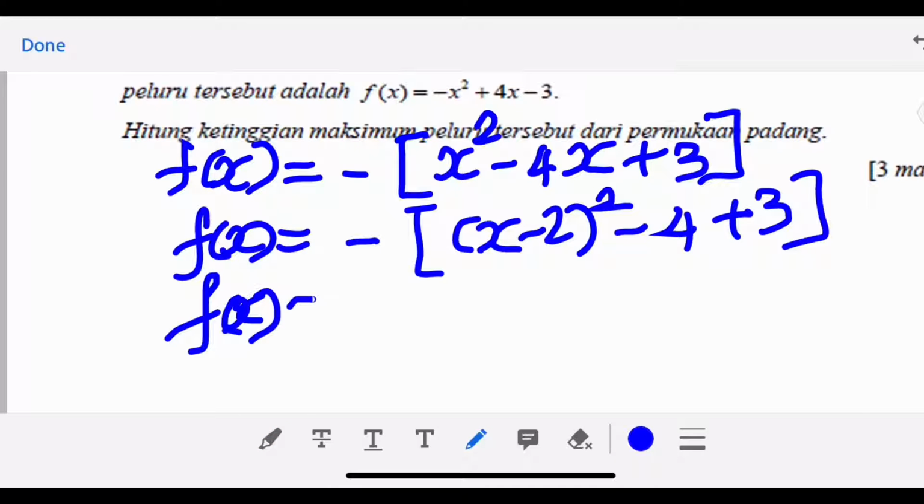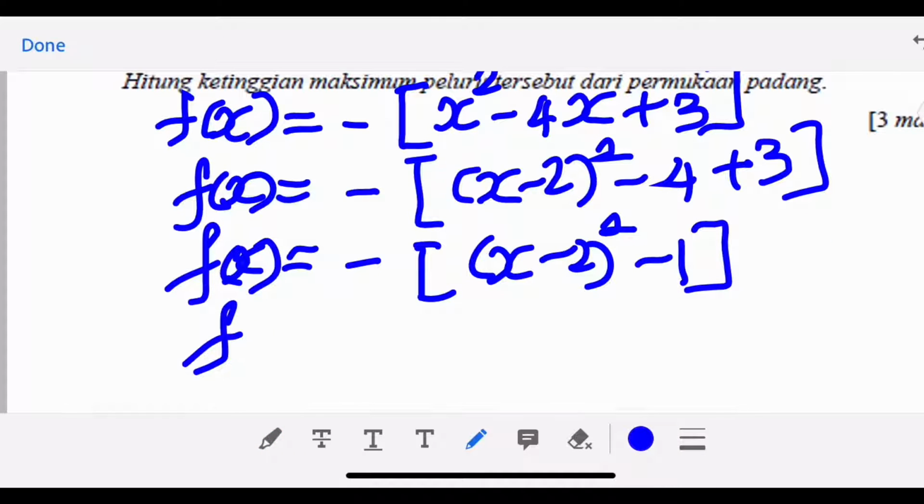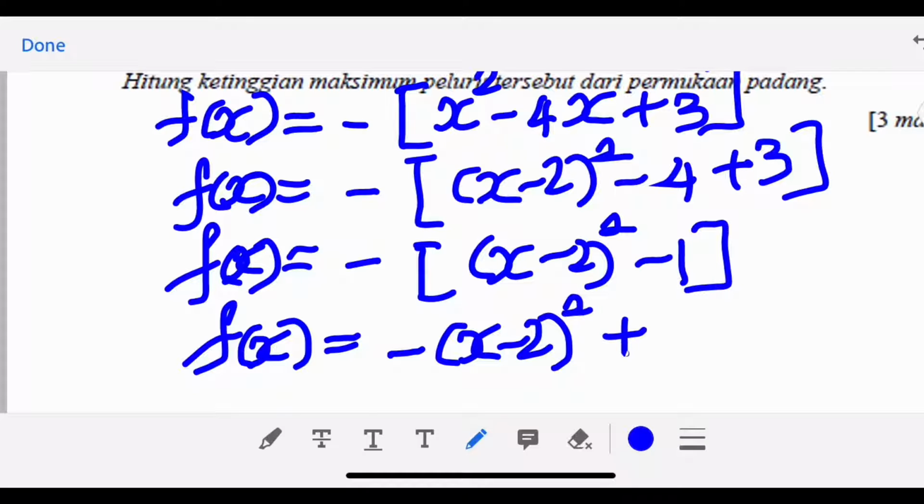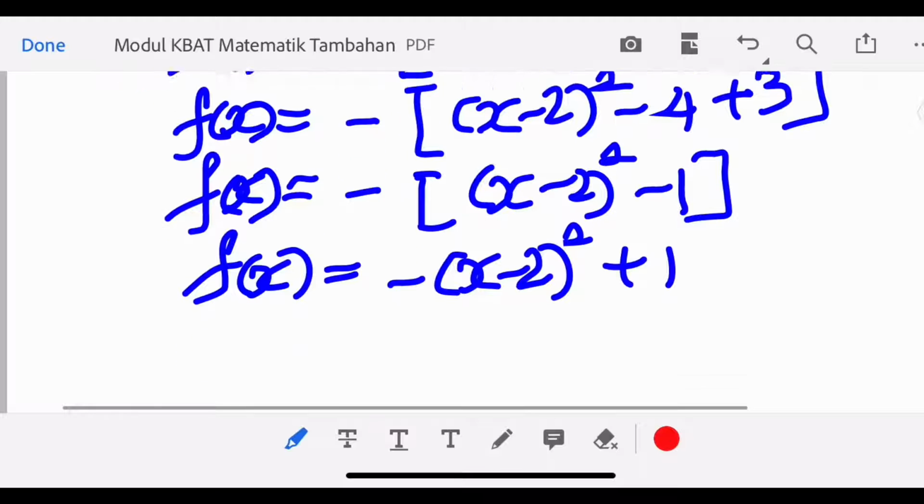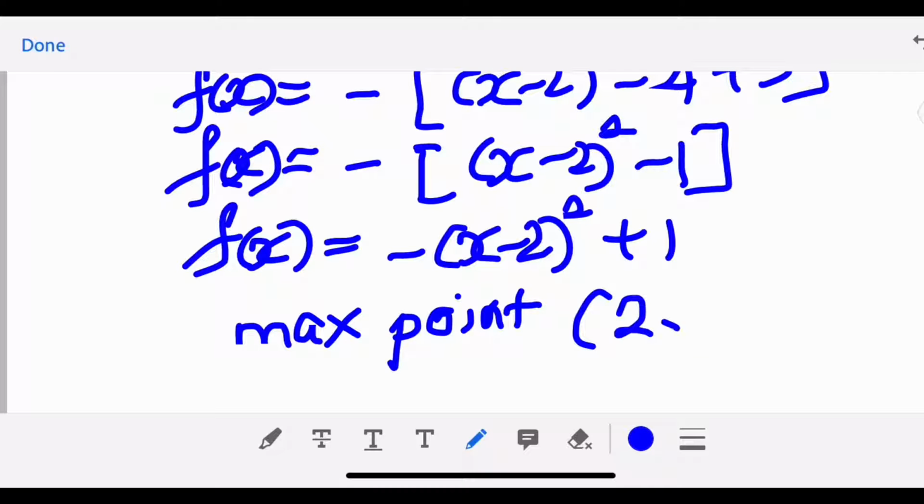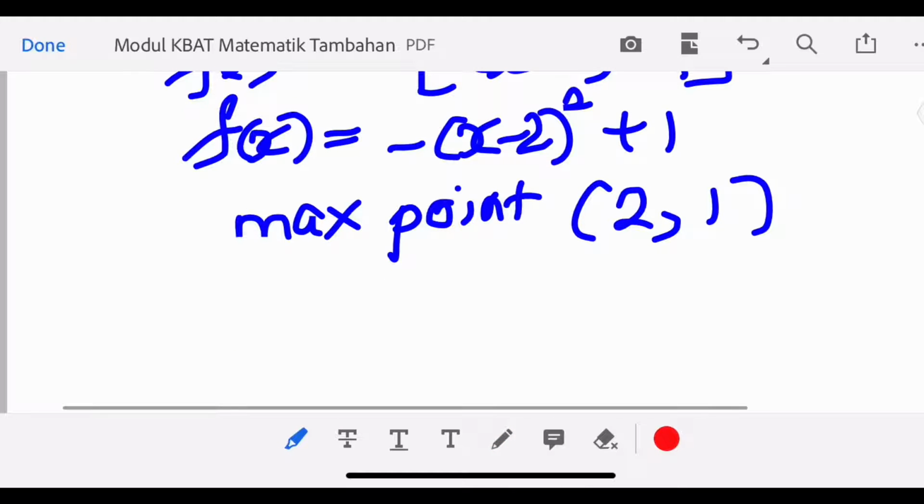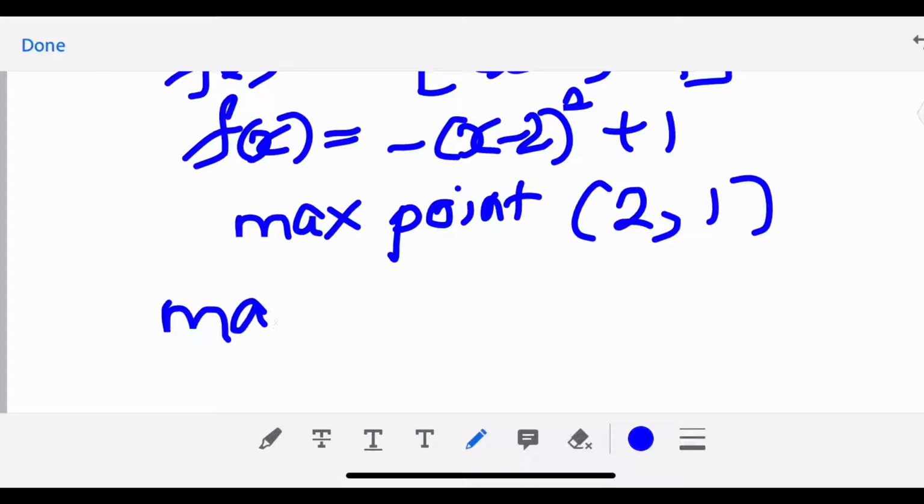So after completing the square, your quadratic function will look like negative (x minus 2) squared, a perfect square, plus 1. So you have to simplify until two terms: one is a perfect square plus a value. Then only you can read the maximum point, which is 2 and 1. So the maximum point is 2 and 1.